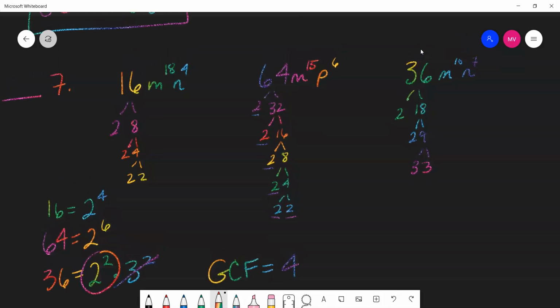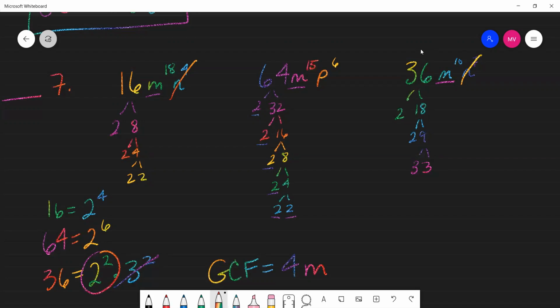Okay, so let's go back and look at our variables. We have an m in all 3 of these, so we'll come back to that in a second. We know we're going to include m to some power. Put that down there. All right, and then we have an n in the first one. There's no n in the second one, so instantly you can cancel out any n's because they're not going to be in your greatest common factor, because they don't exist in 64m to the 15th, p to the 6th.